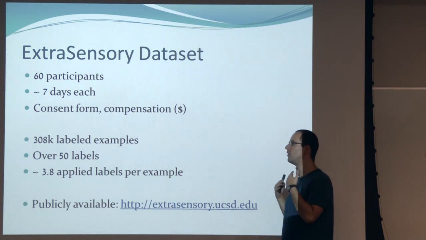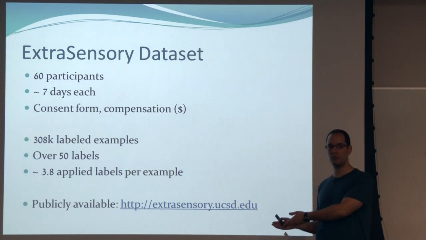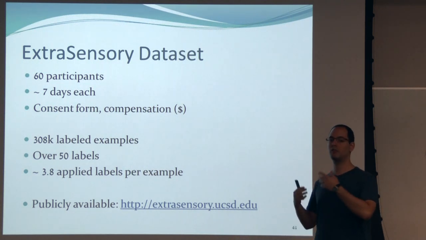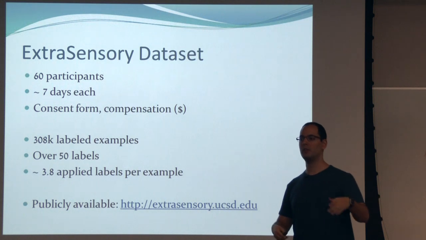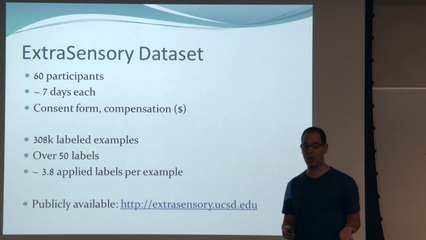And we also wanted to make it publicly available. So it's available on this website, extrasensory.ucsd.edu, for free. You can go there, read about it, download the data set, play with it, and develop more methods for context recognition.